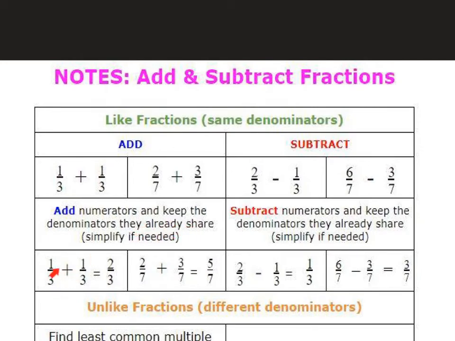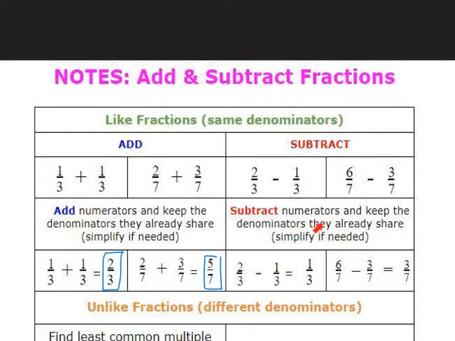So for example here, 1/3 plus 1/3, add the numerators, so 1 plus 1 equals 2, and keep the 3 as the denominator. This doesn't need to be simplified, so that's your answer. So right there is your answer. Okay, so if I look at the next one, 2/7 plus 3/7, add the numerators, 2 plus 3 is 5, keep the denominator as 7, so 5/7 is your final answer because it does not need to be simplified.